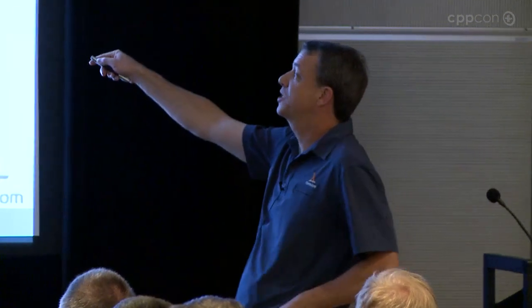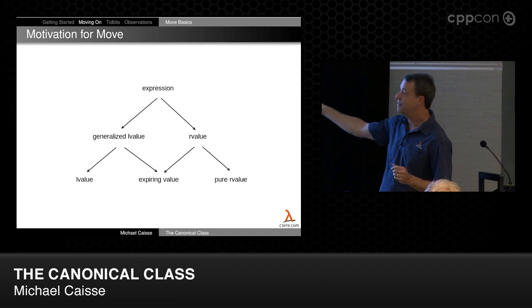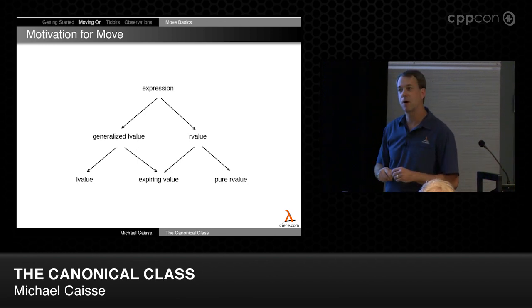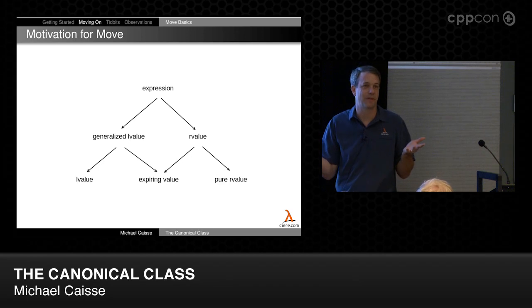Okay, so expressions can be G values or R values, whatever those things are. Let's help, okay? Because I don't know, there's a limited number of keys or characters or something. So these are generalized L values, and then we have R values. And then we have now pure R values, PR values. A pure R value has no name. They are temps. You don't have one, okay?